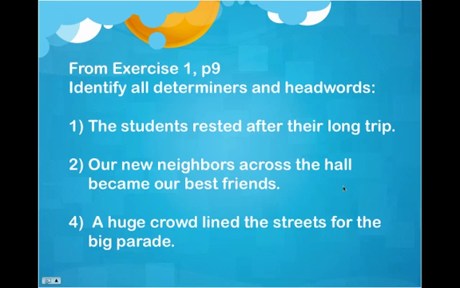In sentence number 2, we have 3 noun phrases. Our new neighbors: determiner our, headword neighbor. Across the hall: determiner the, headword hall. And our best friends. Our is again the determiner. Friends, friend, the headword. Same case for question 4. We've got a huge crowd, the streets, the big parade.